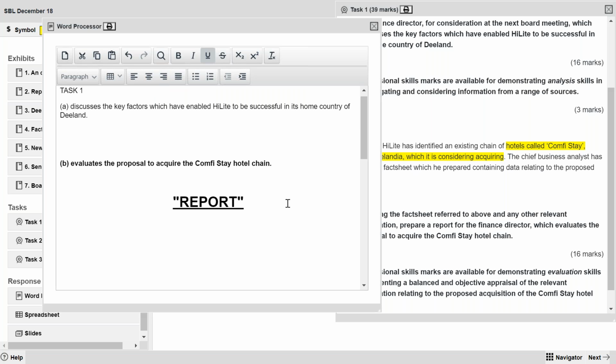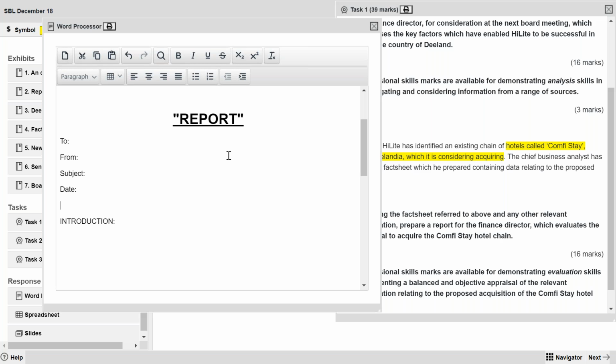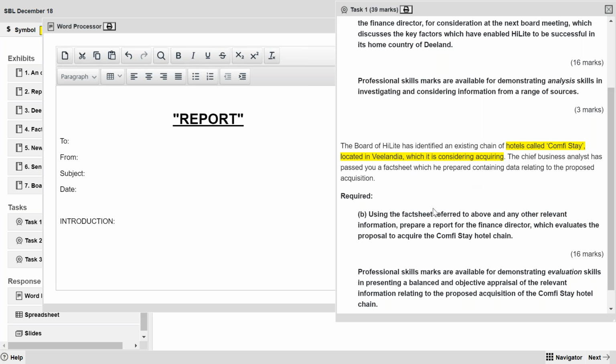Okay. Now I will say 2. Let me remove the underline. Okay. Now 2, from, subject, date, introduction. Correct? So 2, who will be the report directed to? Who will be the report addressed to? Somewhere mentioned here. Prepare a report for the finance director. So I will just copy finance director, Control C, and I will press Control V, and I would just change small f to big F, Finance Director.